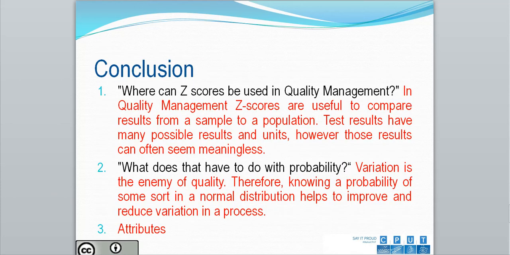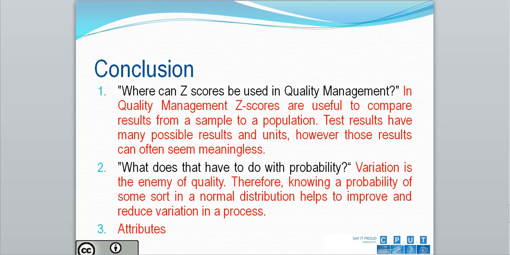In conclusion, where can Z-scores be used in quality management? In quality management, Z-scores are useful to compare results from a sample to a population. Test results have many possible results and units. However, those results can often seem meaningless. For example, knowing that a watermelon weighs 2.5 kilograms might be good information. But if you want to compare it to the average watermelon weight, looking at the vast table of data can be overwhelming. Now, a Z-score can tell you where that watermelon weight is compared to the average watermelon weight.